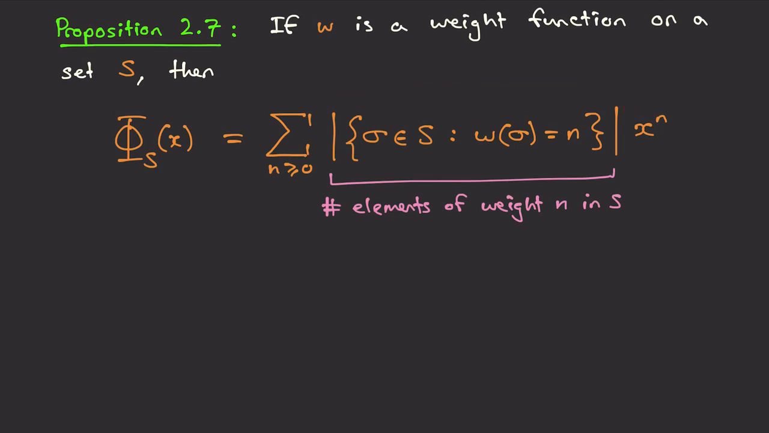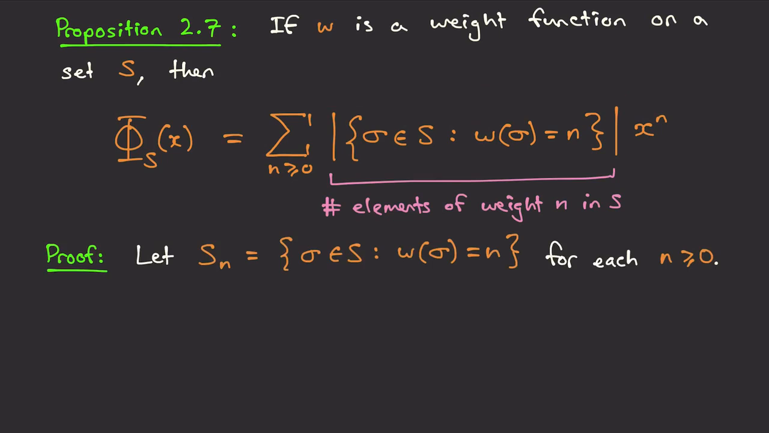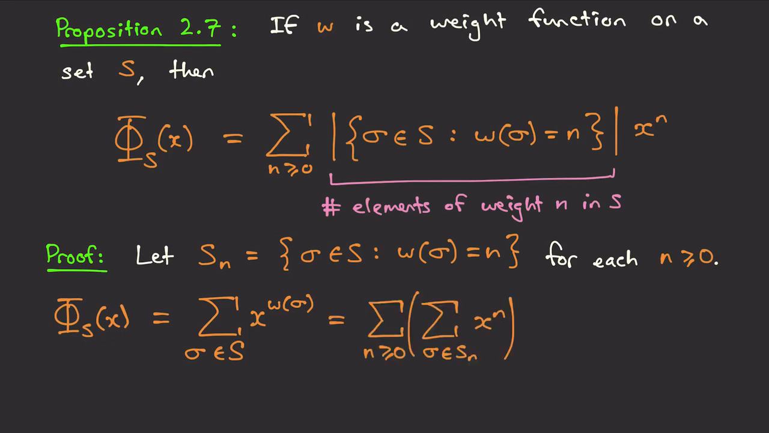To prove this, we first write down sets that describe how we split up the elements of S according to their weight. S sub n is going to be the set of all elements of S of weight n for each n at least 0. The definition of phi sub S of x is the sum of x to the weight of sigma over all sigma in S. Since S is the disjoint union of all the S sub n's, this is the same as the sum over all n at least 0 of the sum over all sigma in S sub n of x to the power of n, because if sigma is in S sub n, then the weight of sigma is n.